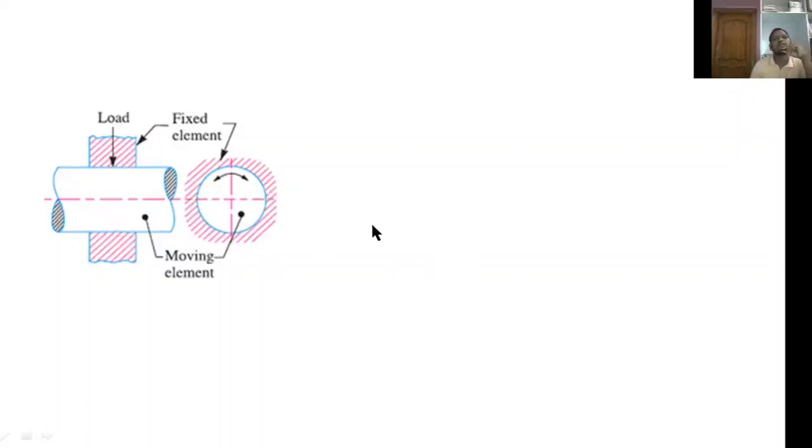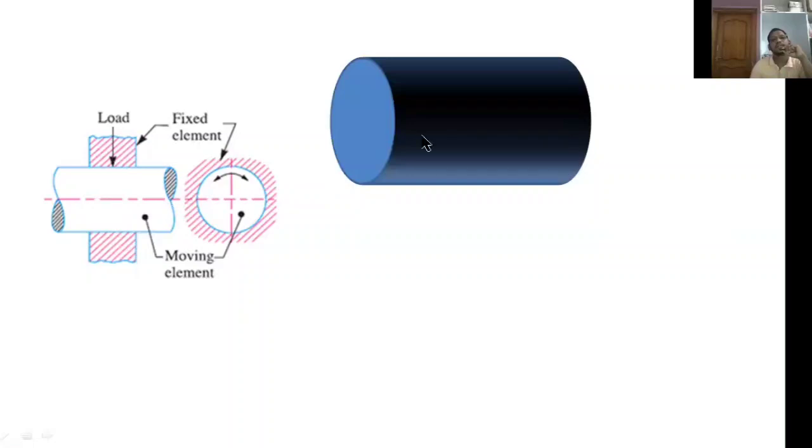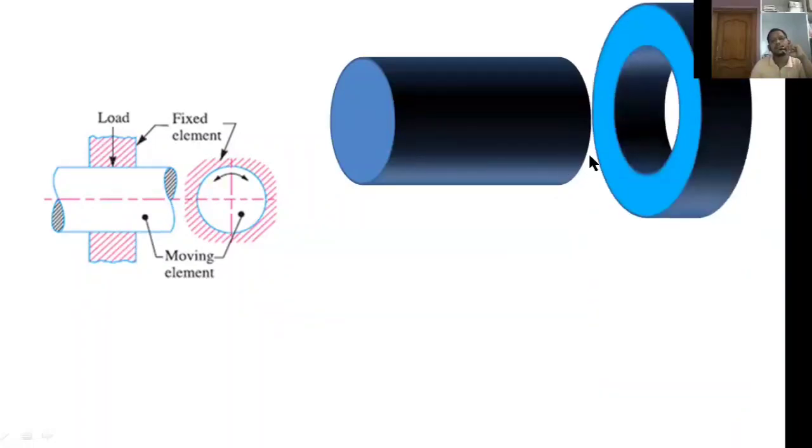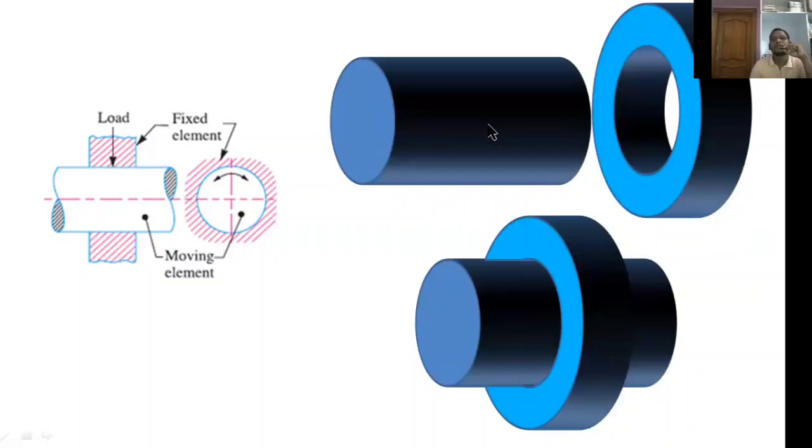Now this is a moving element, that is a shaft, and this is a bearing. This bearing is a fixed element. These two are the disassembled parts. This is the assembled part.